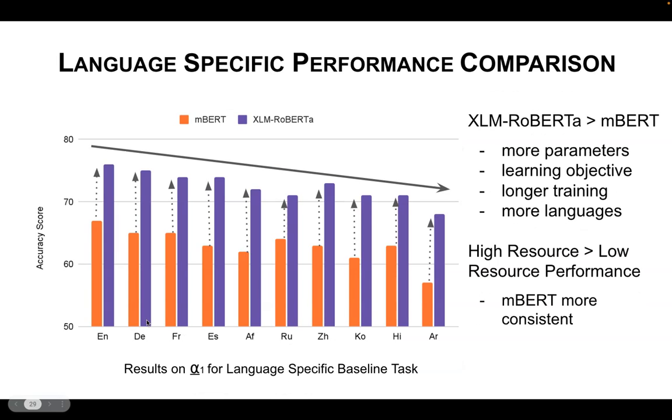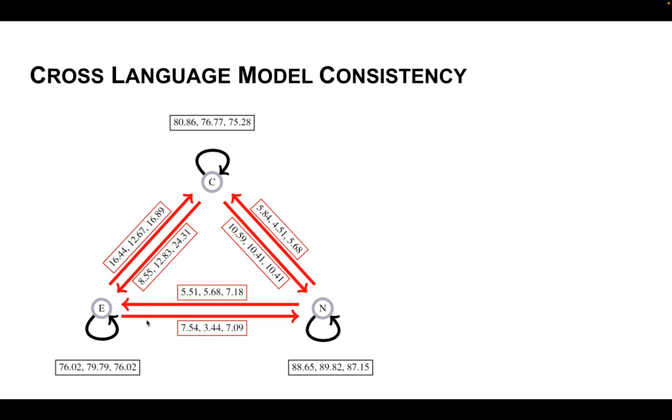Obviously, we found that XLM-RoBERTa performs better. High resource languages do much better than the low resource ones. XLM-RoBERTa is better because there are more parameters, a better learning objective, longer training time, and more languages in it.